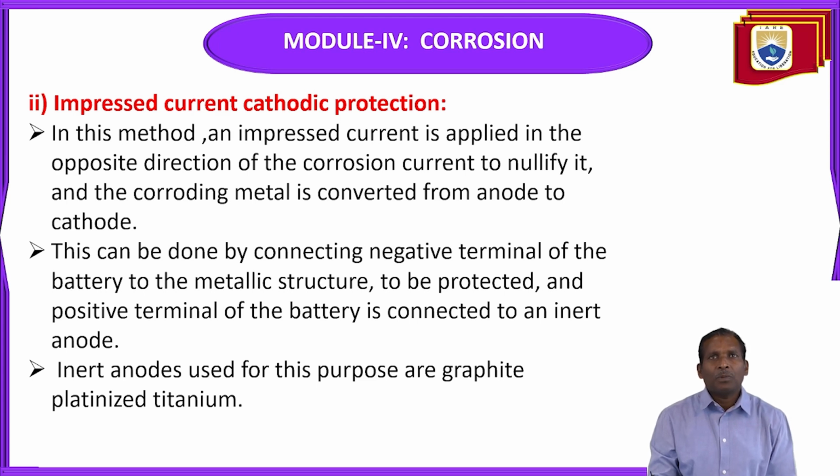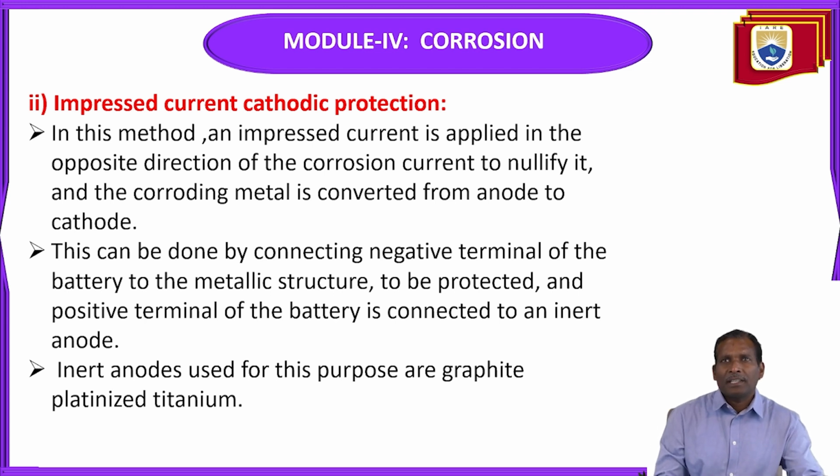Next one is impressed current cathodic protection. In this method, an impressed current is applied in the opposite direction of the corrosion current to nullify it. And the corroding metal is converted from anode to cathode. In this method, the impressed current is applied in the opposite direction.